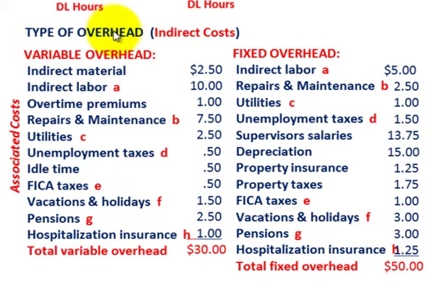Okay, so here we're going to look at the types of overhead. When we talk about overhead, those are the indirect costs. We have variable indirect and also fixed indirect, and we refer to them as overhead. What would typically be in your variable overhead? You'd have indirect materials, indirect labor, overtime premiums, repairs and maintenance, utilities, unemployment and all those taxes, idle time, FICA taxes, vacation and holidays, pensions, hospitalization insurance, and so forth.